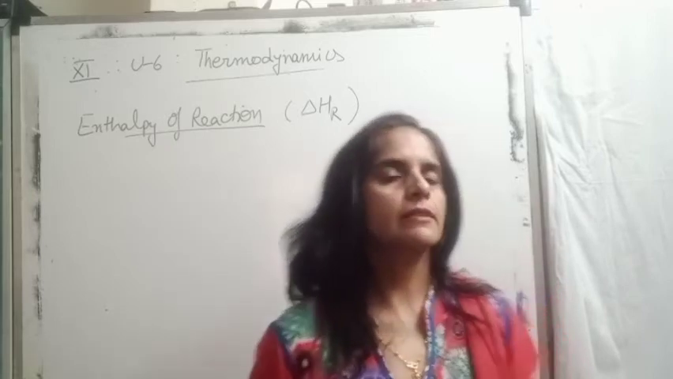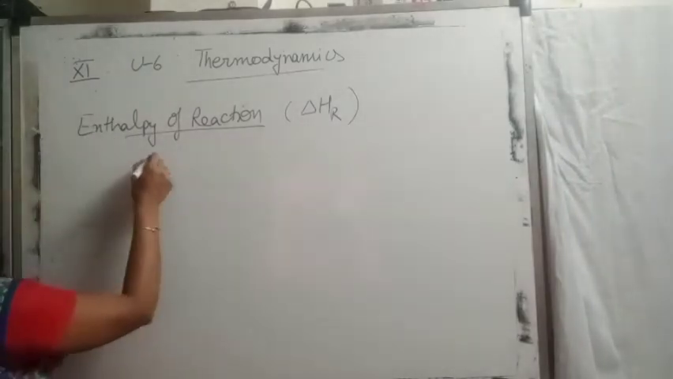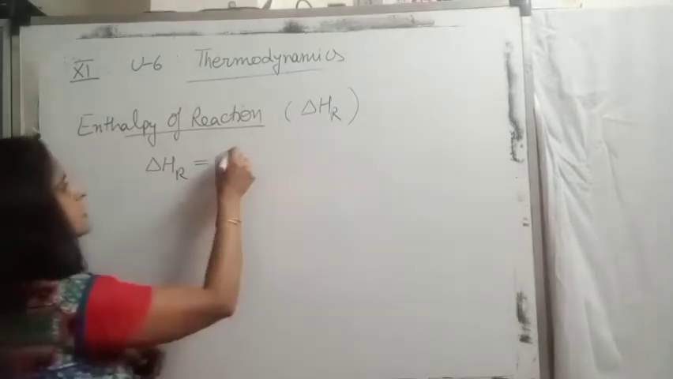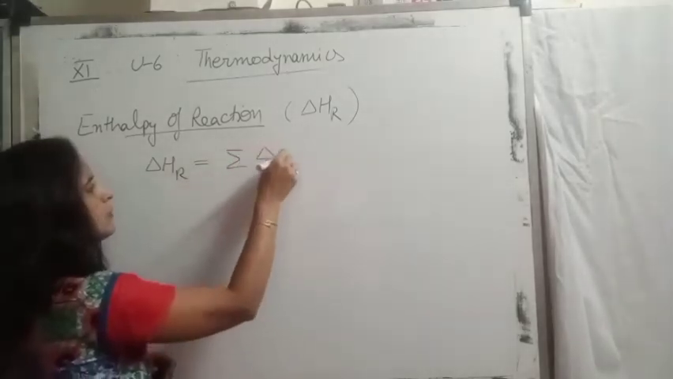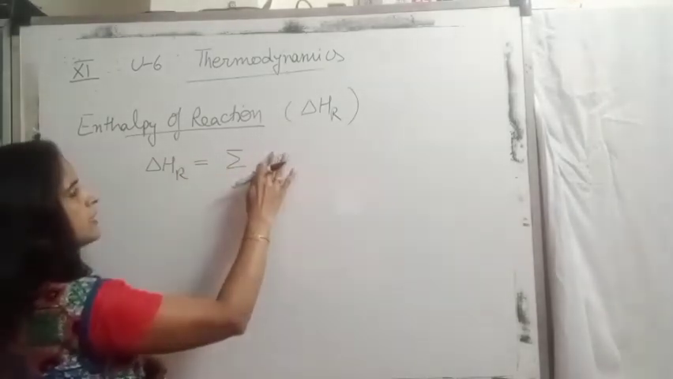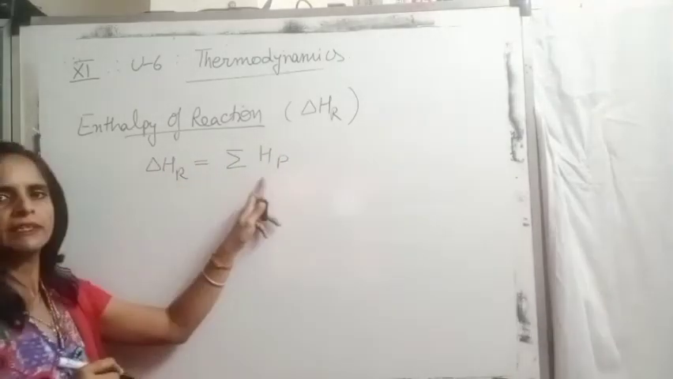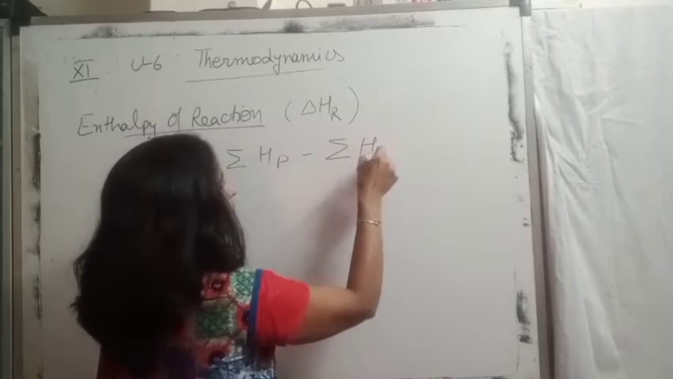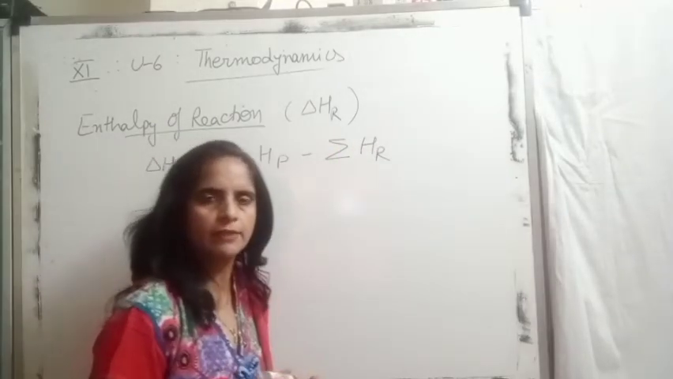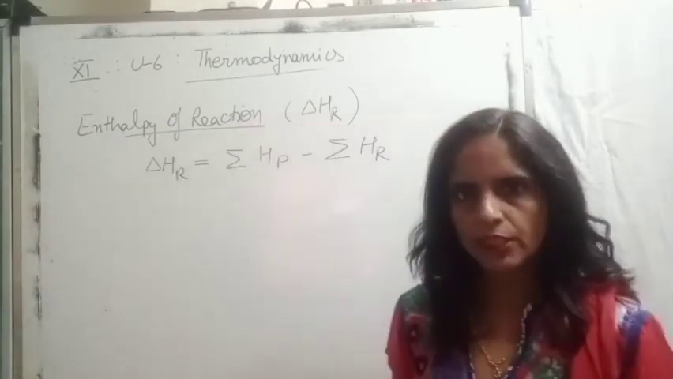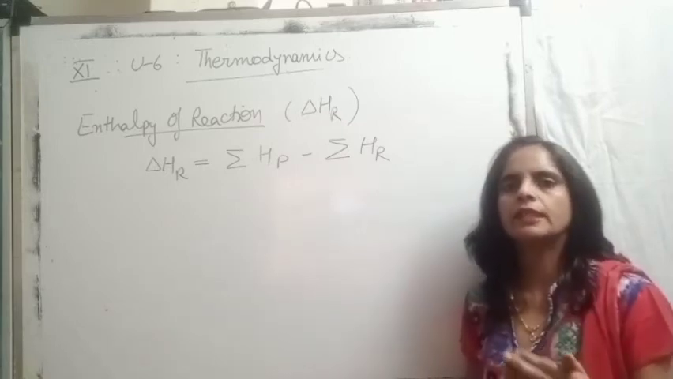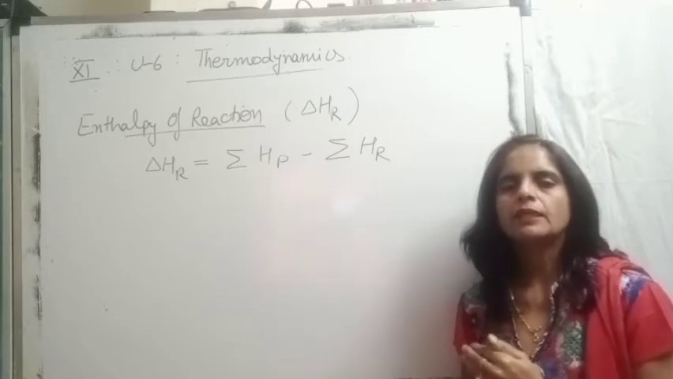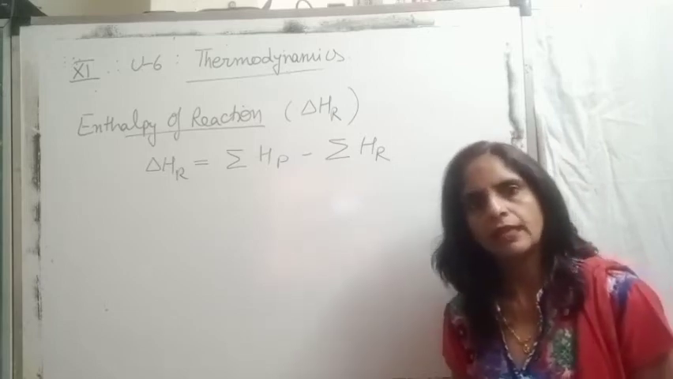In this case, if we want to measure the enthalpy of reaction, that is equal to the sum of enthalpy of products, H, enthalpy is H, minus the sum of enthalpy of reactants. So enthalpy change or heat change taking place during a chemical reaction is termed as enthalpy of reaction.